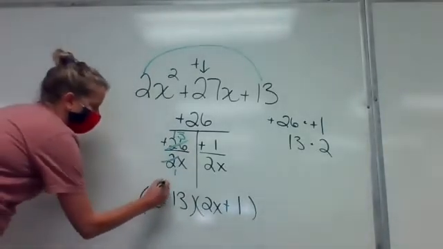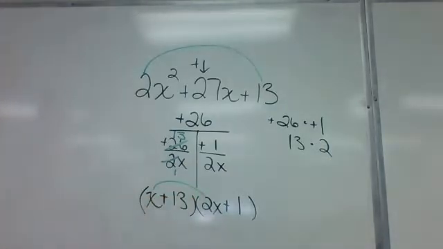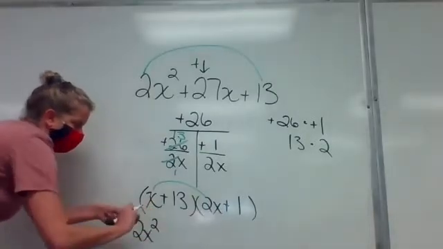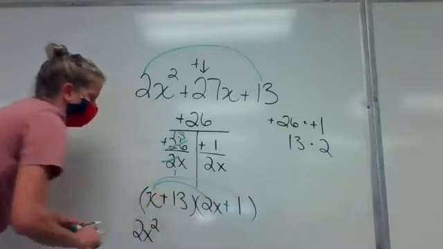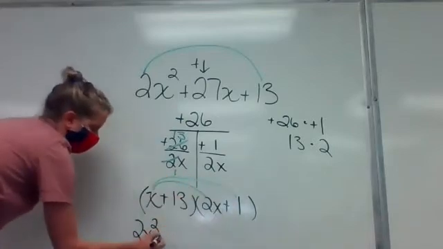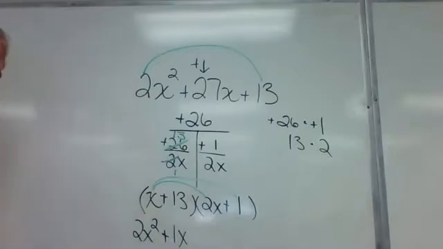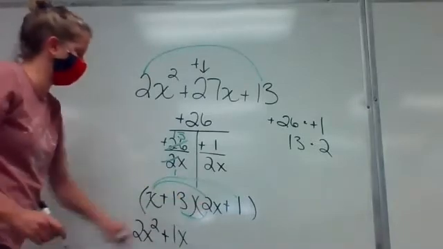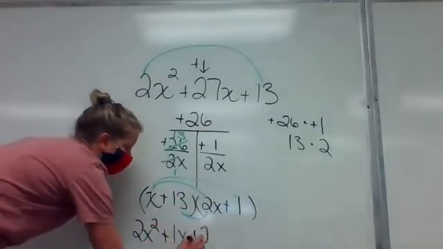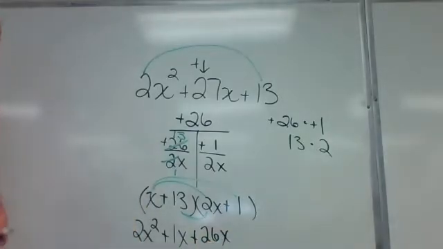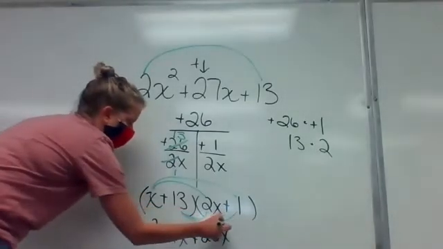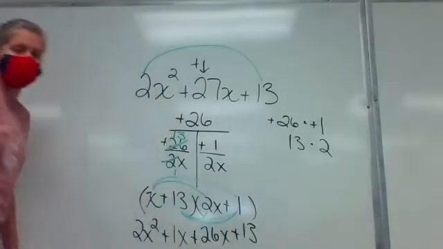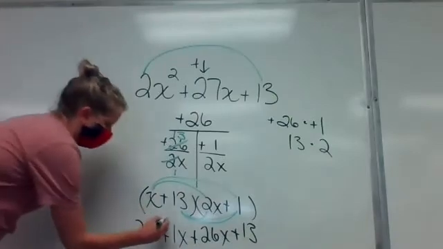Let's see. What is x times 2x? 2x squared, right? The x is turned squared since you have x times x. Then comes the outer. What's x times positive 1? Positive 1x. The inner. What's positive 13 times 2x? Positive 26x. What's this last right here? What's 13 times 1? Positive 13.